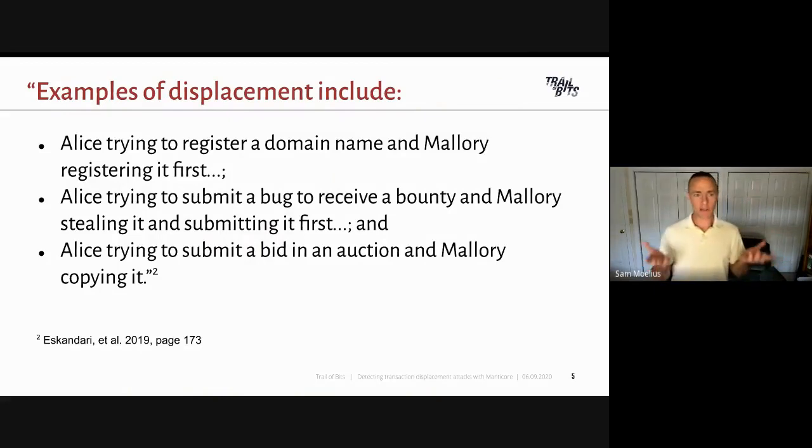So that paper gives three examples of displacement attacks. The first is Alice is trying to register a domain, and Mallory swoops in and registers that domain first. Second example is Alice is trying to submit a bug report to receive some reward, and Mallory interjects and submits that bug report first in order to receive the reward. And the third example is Alice is trying to bid in an auction, and Mallory goes ahead and submits the same bid ahead of time, thereby forcing Alice to bid higher.